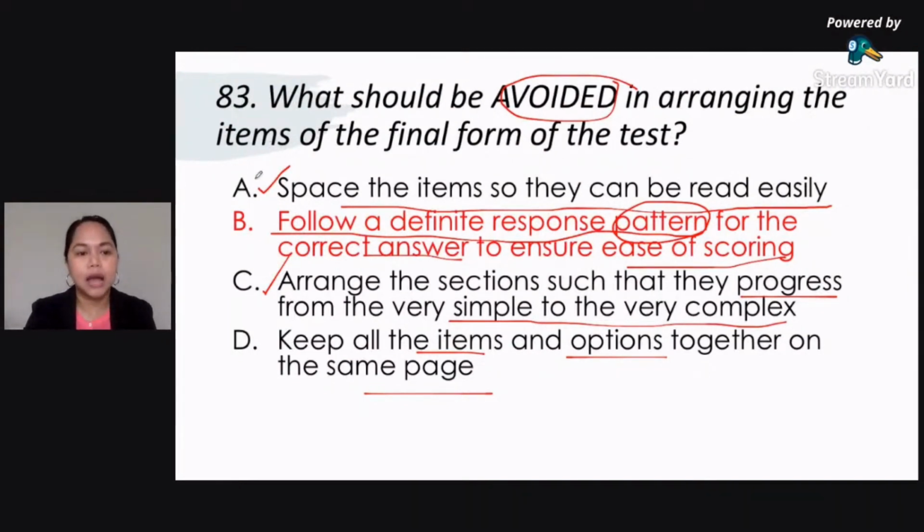Yung letter A mo is tama, space the items so they can be read easily. Letter C mo is tama, dapat eh, you start from the simple to the more complex. Letter D mo is also tama. Keep all the items and options together in the same page. Dapat kung ang question mo ay nasa page na to, nandyan din yung choices mo para hindi buklat ng buklat yung estudyante mo, okay? Because that would be a waste of time. That would be very irritating to your students.